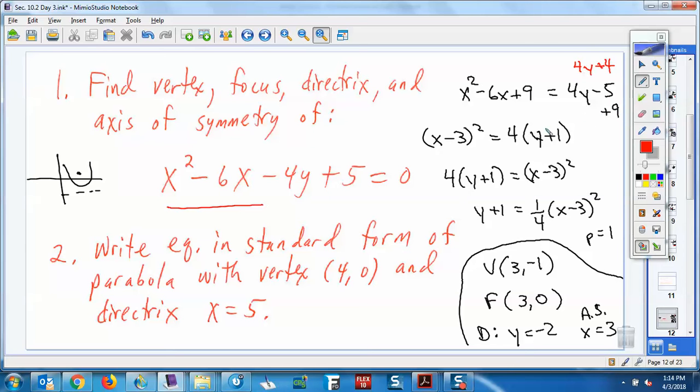Then I can take out a 4, I get y plus 1. On this side I get x minus 3 squared. And then I'm going to flip those around because I want the square over here. Then I'm going to divide by 4, and so now I've got my standard form right here. Okay, so the vertex would be at (3, -1), because there's my x, and that's my y. 1 over 4p is right here, so we know p is 1.